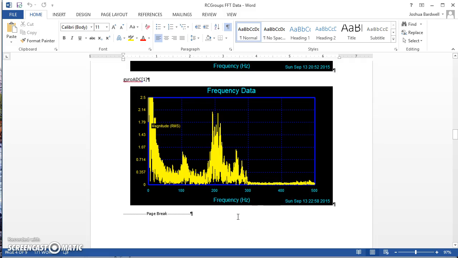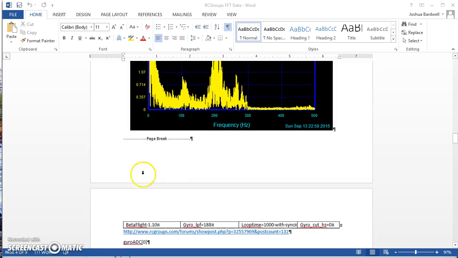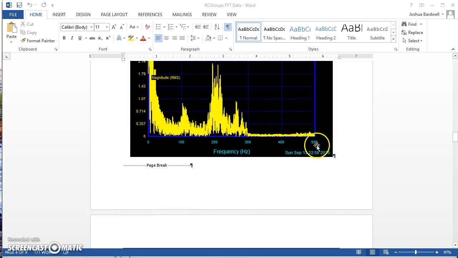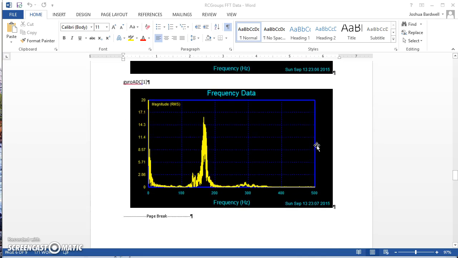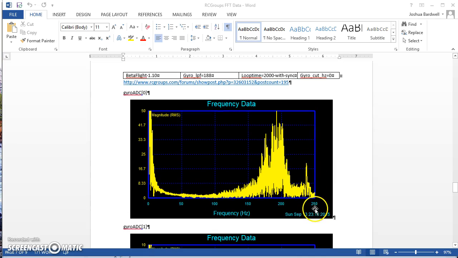One of the things you're going to notice when you look at these graphs is that some of them go to 500 Hertz and some of them go to 250, and some of them go to other numbers. That's because of a thing called the Nyquist-Shannon sampling theorem, commonly shortened to just the Nyquist theorem. Sorry, Shannon.